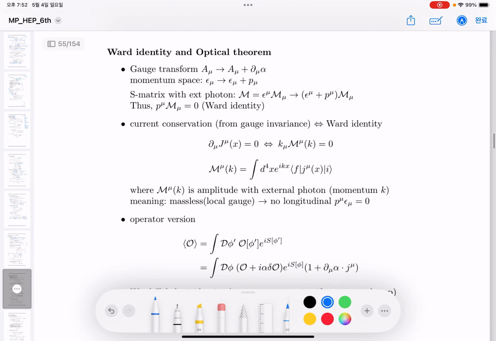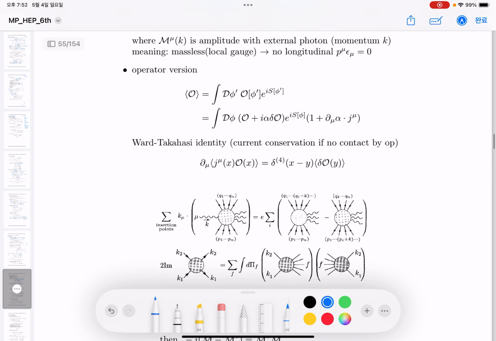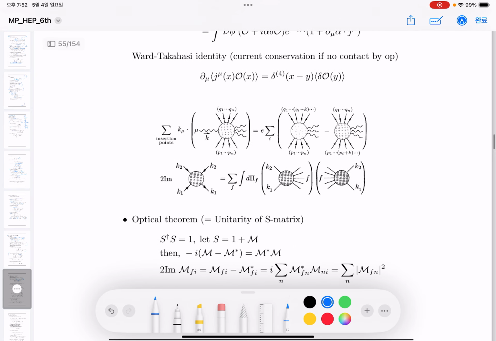And there is also the Ward identity, which is equivalent to gauge invariance. If some momentum factors are contracted with the amplitudes, then it is adjusted by the current contributions arising from the gauge symmetry. And there is also an operator version of the Ward-Takahashi identity. And unitarity can be made equivalent to the optical theorem.